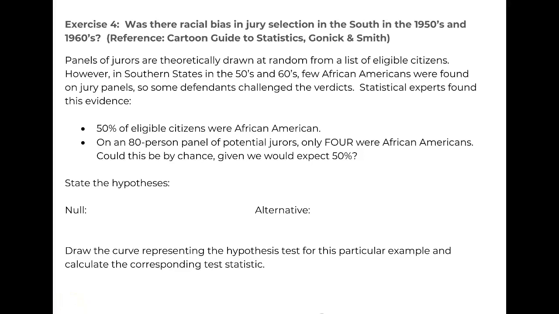All right, so now that we have all the steps of the hypothesis test, we're going to bring them all together in exercise 4, as well as, again, compare and contrast this to our sampling distribution information in section 1 of part 6. The title of this exercise is, was there racial bias in jury selection in the South in the 1950s and 60s? I'm pretty sure that we know the answer to this question before we actually do it, but let's see what we can do with statistics.